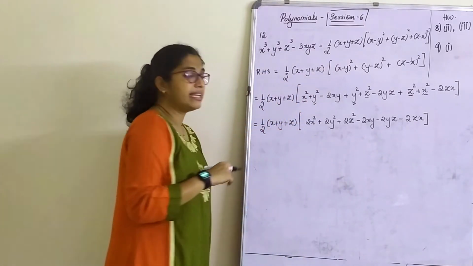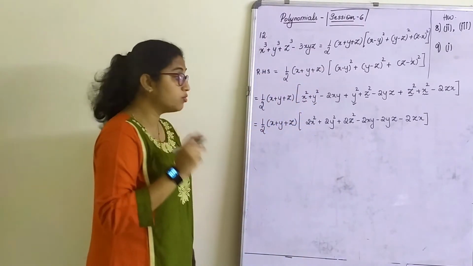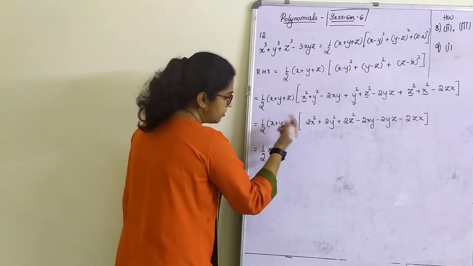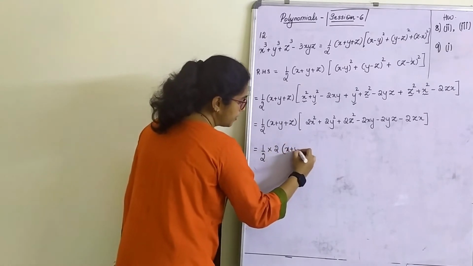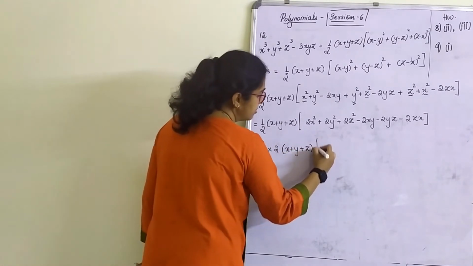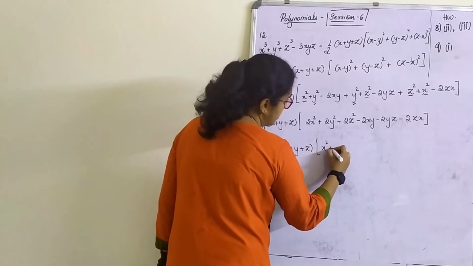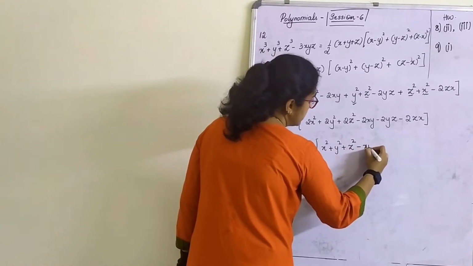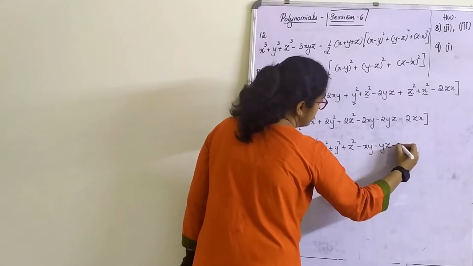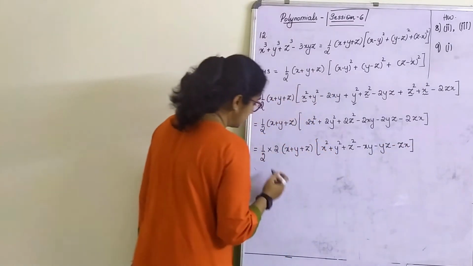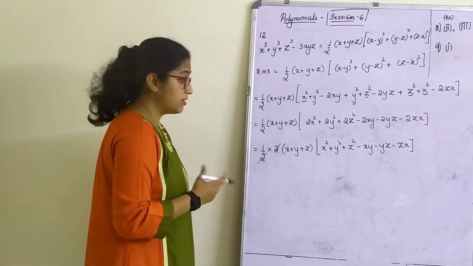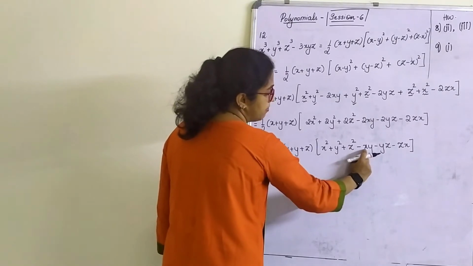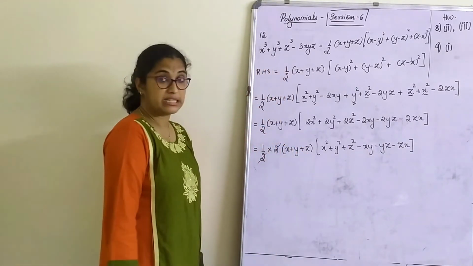In this whole, can we take something common? Yes, we can take 2 common. I will take 2 outside. 2 anywhere here if I write it's the same thing since it's a multiplication. X plus y plus z of x square plus y square plus z square minus xy minus yz minus zx. Can I cancel this 2 and 2? Yes. What remains? X plus y plus z of x square plus y square plus z square minus xy minus yz minus zx.